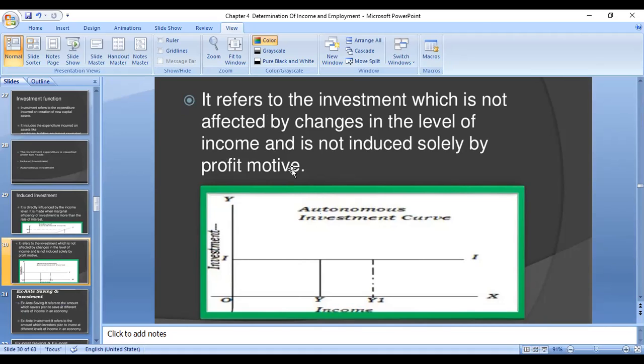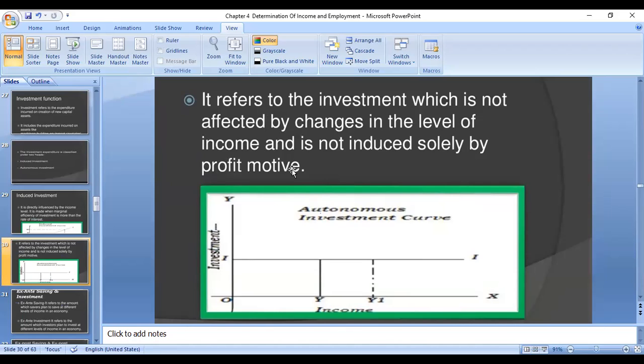Autonomous investments are generally made by the government for infrastructure activities. The level of autonomous investment depends upon the social, economic, and political conditions of the country. Such investment changes when there is a change in technology, the discovery of new resources, or the growth of population, at different levels.